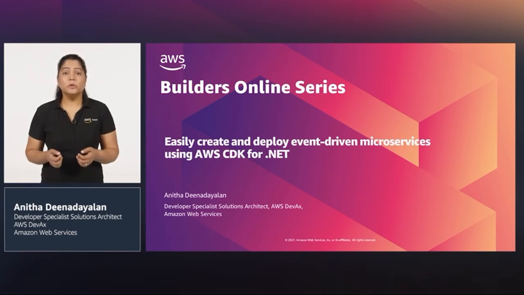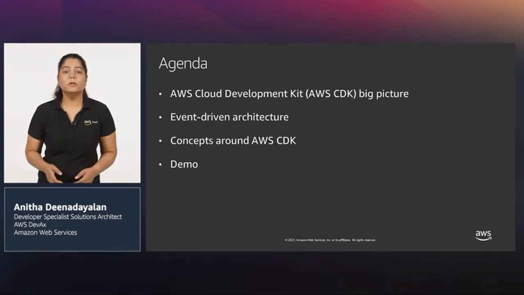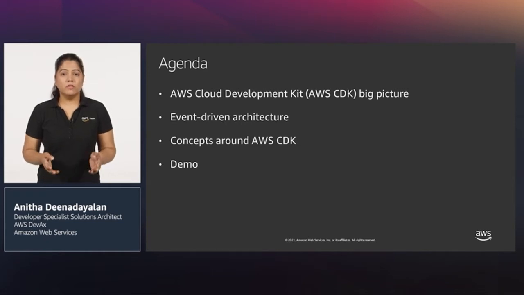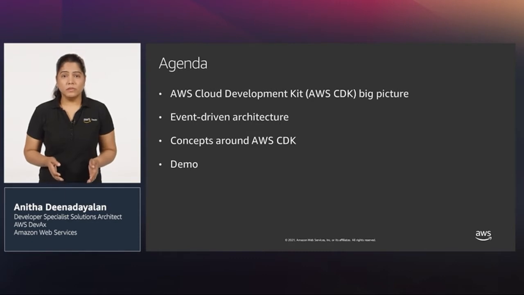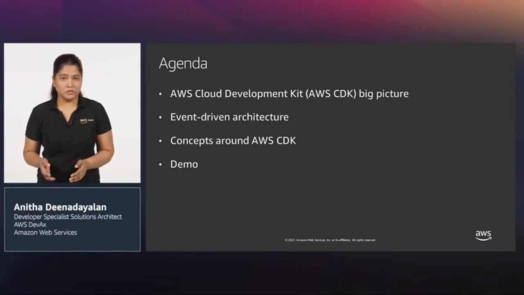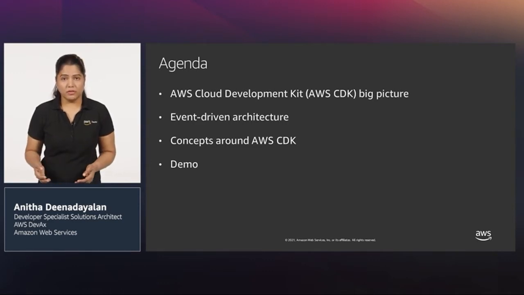Today, I'm going to show you how you can build an event-driven microservices application on AWS using CDK for .NET. In my session today, you will learn about how you can use the AWS Cloud Development Kit, CDK, to create an event-driven microservices architecture. You will learn about some of the important commands that you need when you define the infrastructure using AWS CDK. Finally, I'll show you a demo of how you can create Amazon API Gateway, AWS Lambda, and Amazon DynamoDB using AWS CDK for .NET.